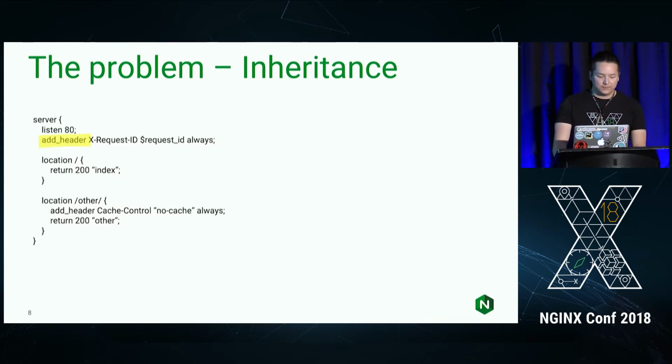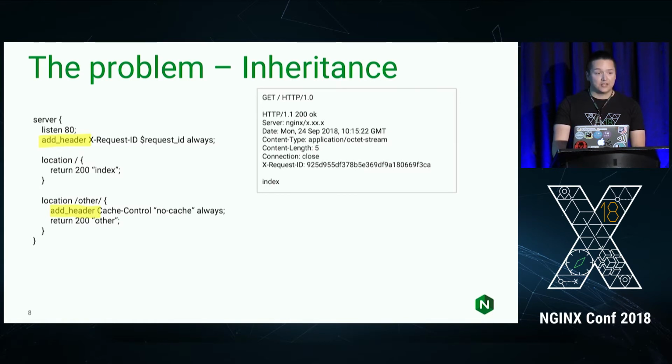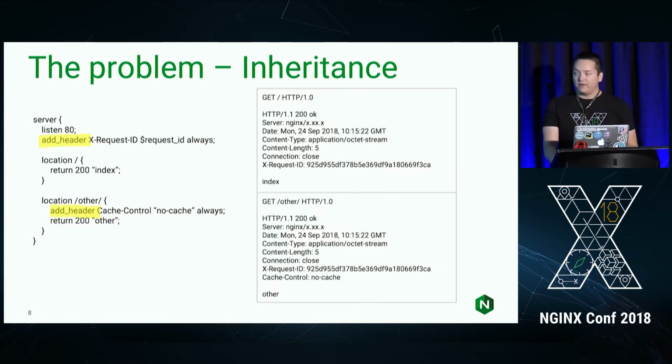So if we fire a request to /, we would expect something like this. It's standard HTTP headers with a 200 response code with the string index. And we'll see our request ID right in the bottom of the headers. If we were to fire a request to /other, we'd expect to see the same thing with the string other and an additional Cache-Control header.